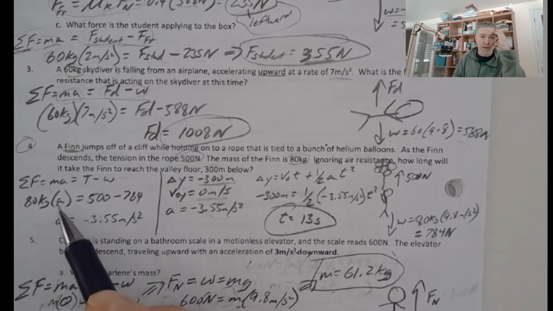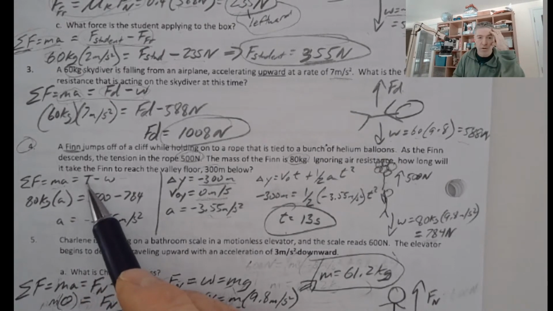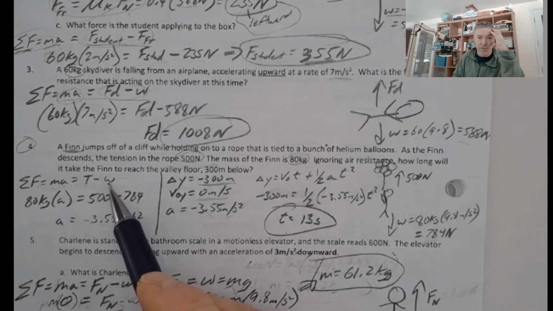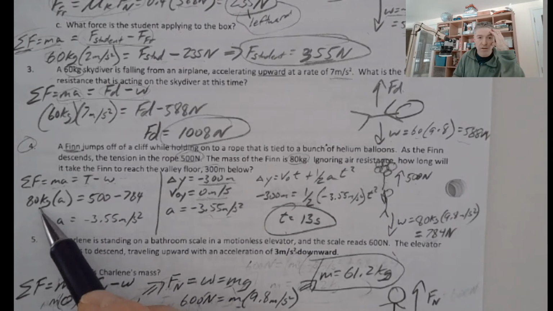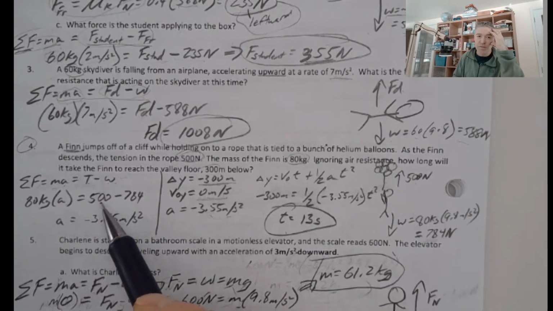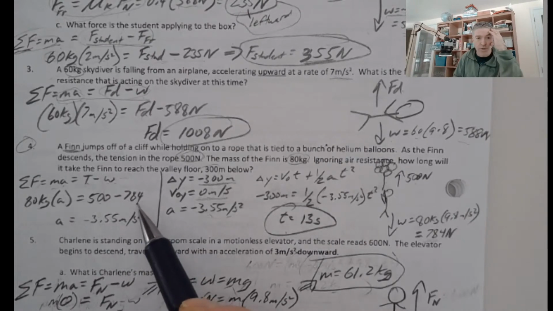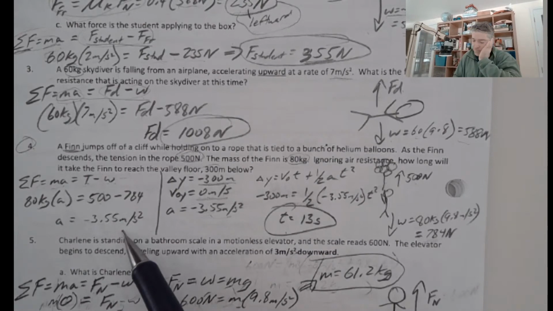So I can express net force as the Finn's mass times acceleration, or the forces acting on the Finn: the tension upward minus the weight downward. So there's the mass, acceleration, which we're looking for. This is the tension pulling the Finn upward. This is the weight pulling the Finn downward. Solving for a, I get negative 3.55.